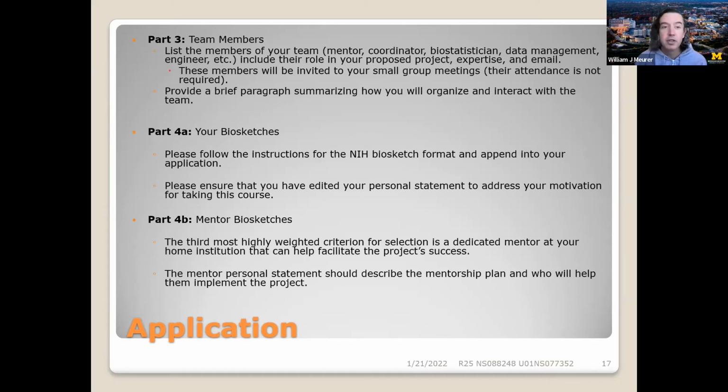Team members: these are the people, whether your mentor, coordinator, data management resources, or engineers. You can invite them to your small group meetings, and describe how you will organize and interact with the team. We want biosketches, a biosketch from you. We want to make sure that your personal statement addresses your motivation for taking the course. And your mentor's biosketch; there's not an additional letter from your mentor. So in their biosketch, they should address how they are going to mentor you and help you implement the project. You can go to the next slide.